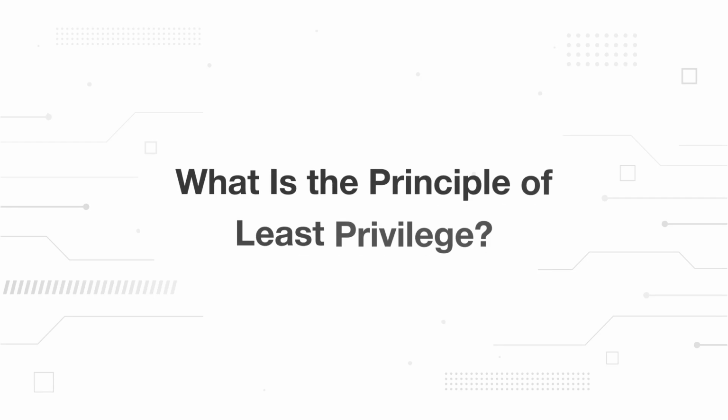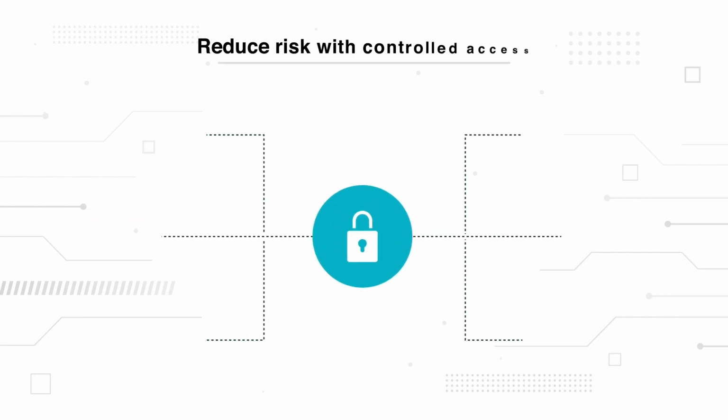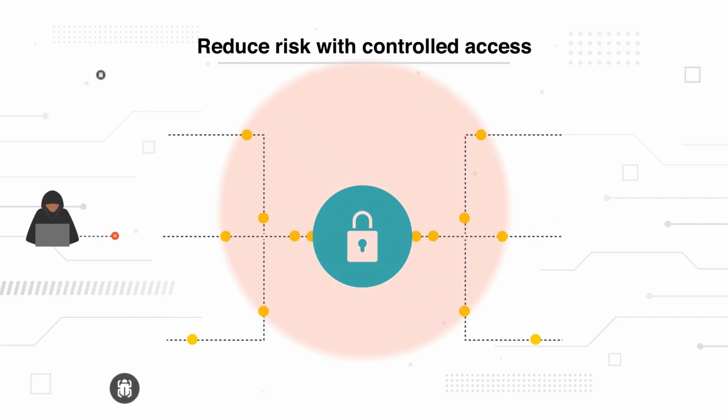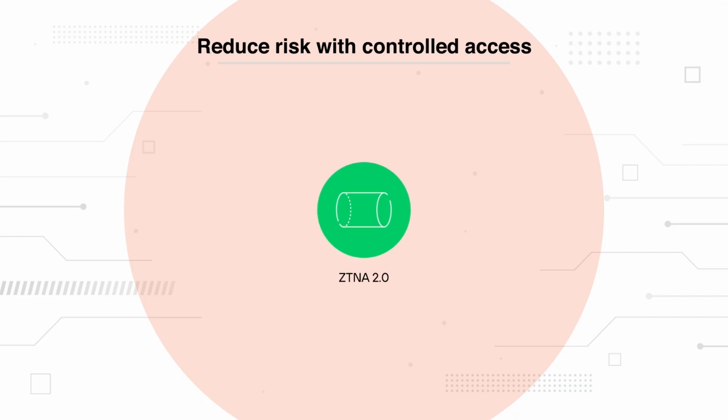What is the principle of least privilege? It's a key cybersecurity concept that limits a user's access to only the data, resources, and applications they need for their tasks. By restricting access, PoLP reduces security risks like malware spread and unauthorized data access. It also forms a foundation for modern security frameworks like Zero Trust Network Access, or ZTNA 2.0.